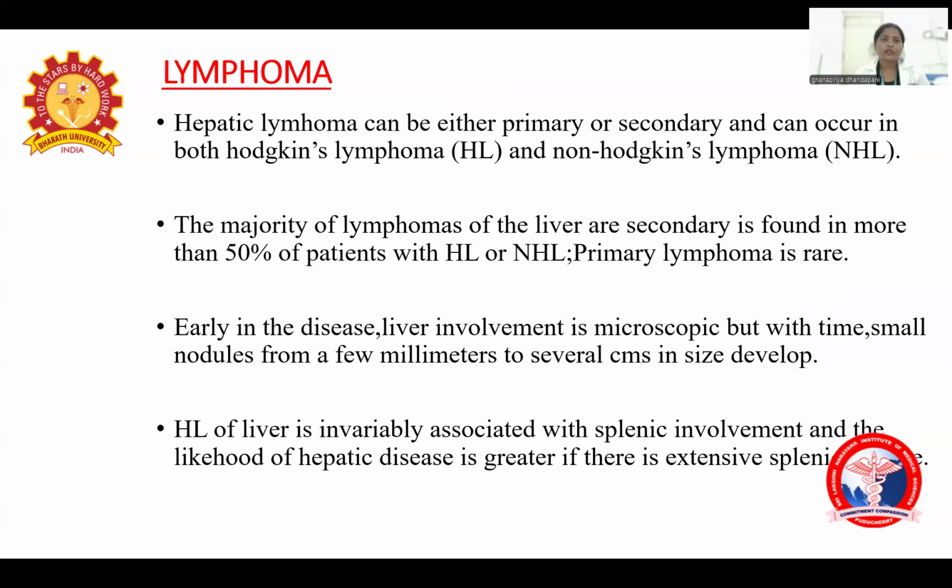Coming to the lymphoma of the liver, hepatic lymphoma can either be primary or secondary, and can occur in both Hodgkin's and non-Hodgkin's lymphomas. The majority of lymphomas are secondary and found in more than 50% of patients with either Hodgkin or non-Hodgkin lymphomas. Primary is rare. Early in the disease, liver involvement is only microscopic, but with time, small nodules form, a few millimeters to several centimeters in size. Hodgkin lymphoma of the liver is invariably associated with splenic involvement, and the likelihood of hepatic disease is greater if there is extensive splenic disease.